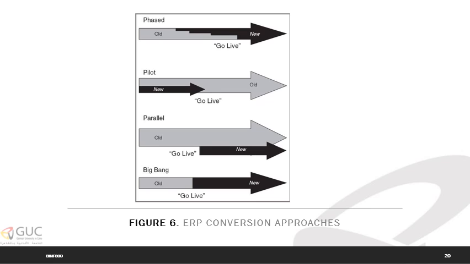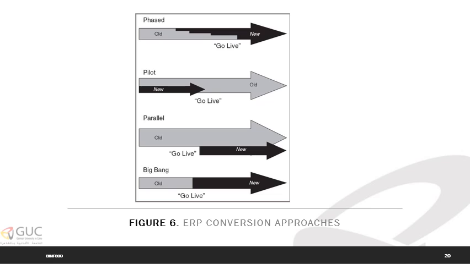As shown in the figure, the first conversion approach is the phased, which is a gradual movement of the company from the existing legacy system to the ERP implementation. This approach can take a significant amount of time, but can also be the least disruptive to the company.